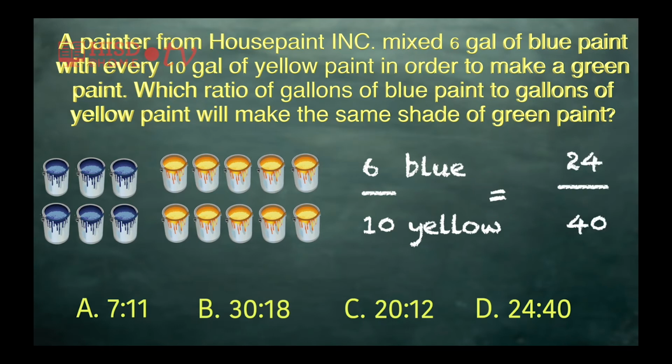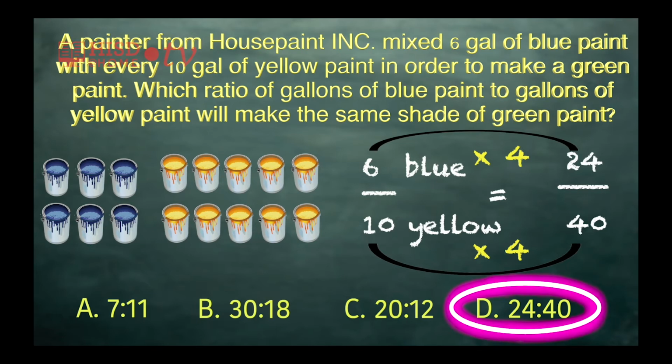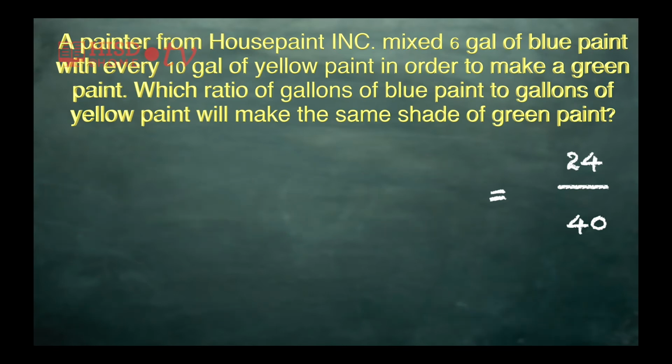Now for D, using the same strategy, I place the ratios side by side, 6 over 10 and 24 over 40, to check and see if they're proportional. I see that I can multiply 6 times 4 to get 24 and 10 times 4 to get 40. So this would be the correct answer, scholars, because the 6 to 10 ratio of blue to yellow paint is proportional with the 24 to 40 ratio of blue to yellow paint. See, now you've got it. Let's keep it going while we're on the roll.